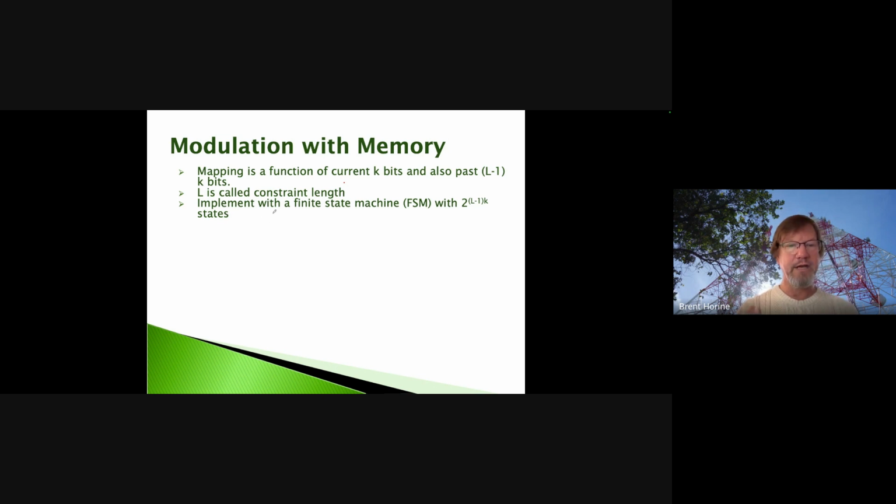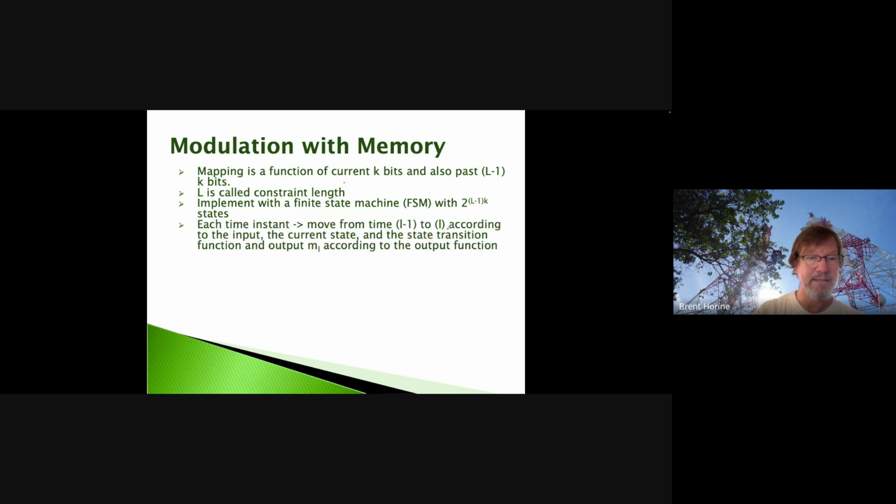And we often implement this with a finite state machine. Remember, you studied finite state machines in your digital logic course, Moore and Mealy type state machines. So now we need 2 to the (L minus 1) times K different states in that state machine. We've got some number of K bits that we're dealing with, the current bits, but then we also have this history of bits. And so we represent those as 2 to the (L minus 1) times K states.